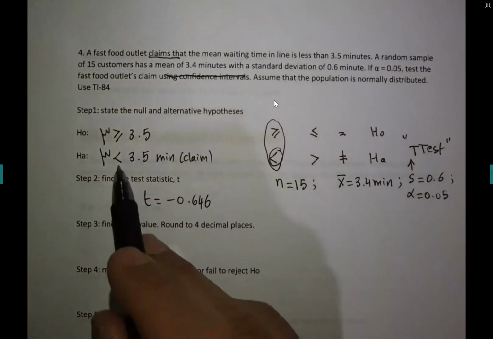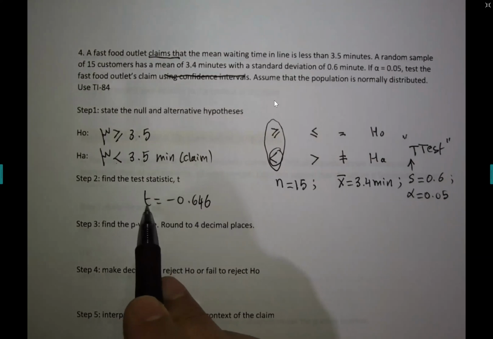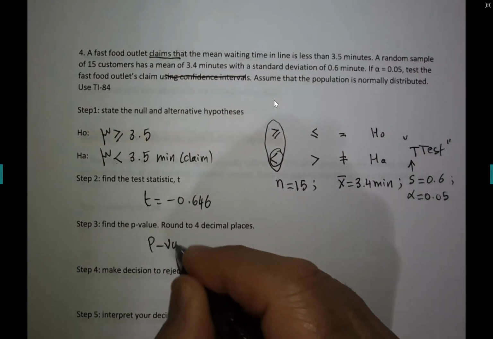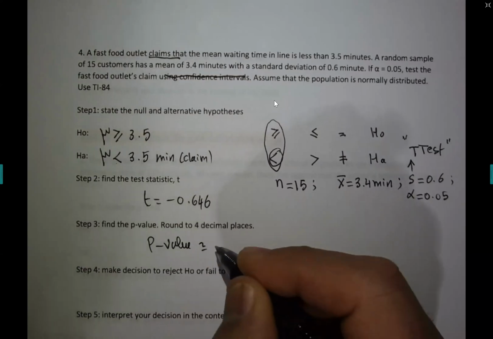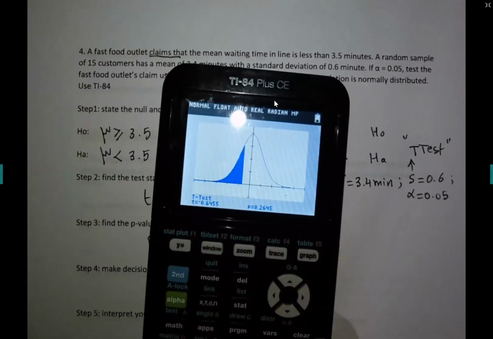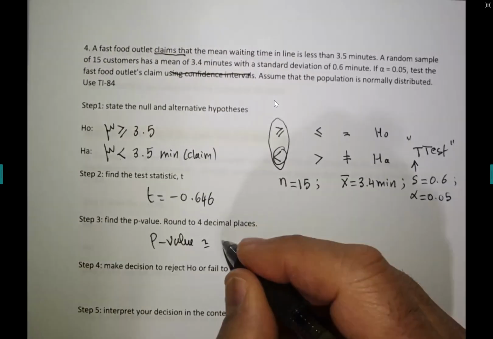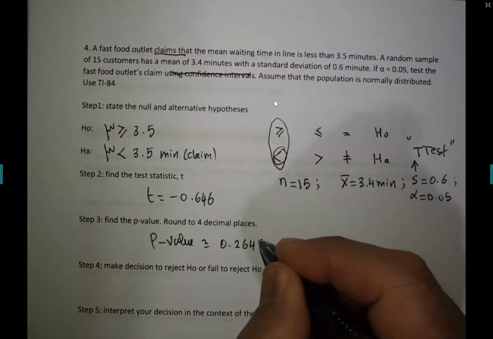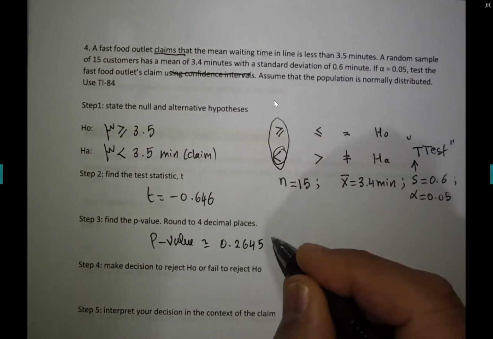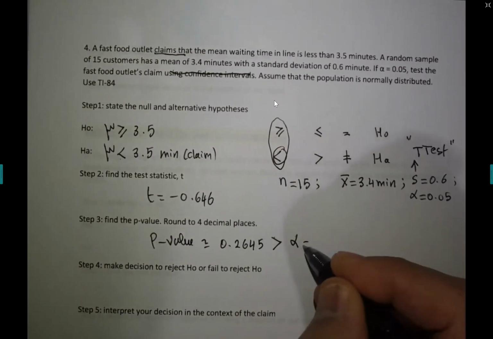If you guys have a left tail test, expect T to be negative. If you have a right tail test, expect it to be positive. If you have a two tail test, it can be either one. P-value. Okay, according to my calculator, guys, it's 0.2645. And you guys agree with me that this is bigger than alpha, which is 0.05.